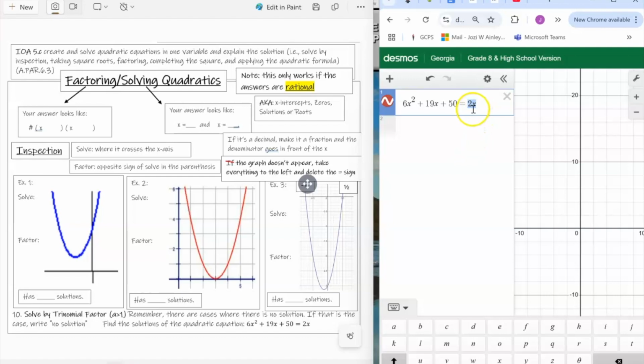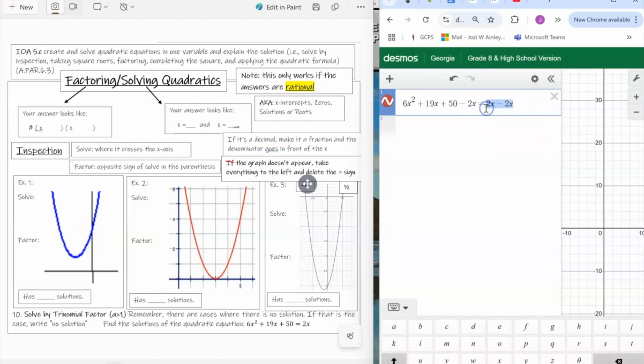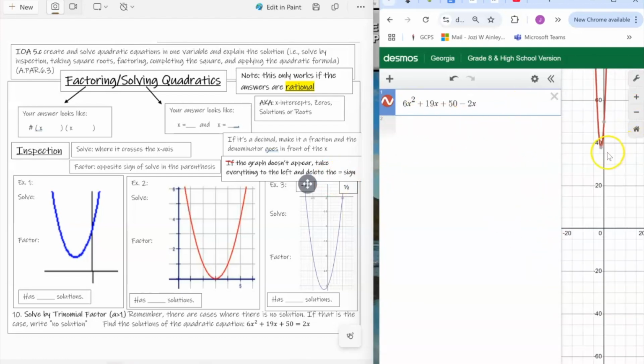So right now I have positive 2x. How do I get rid of positive 2x? I subtract 2x, but I have to do it to both sides. So I'm going to subtract 2x from that side and subtract 2x from that side. Now, what is 2x minus 2x? 0. So that's why that disappears. Then delete the equal sign. Now it says there should be a graph, and boom, there it is.